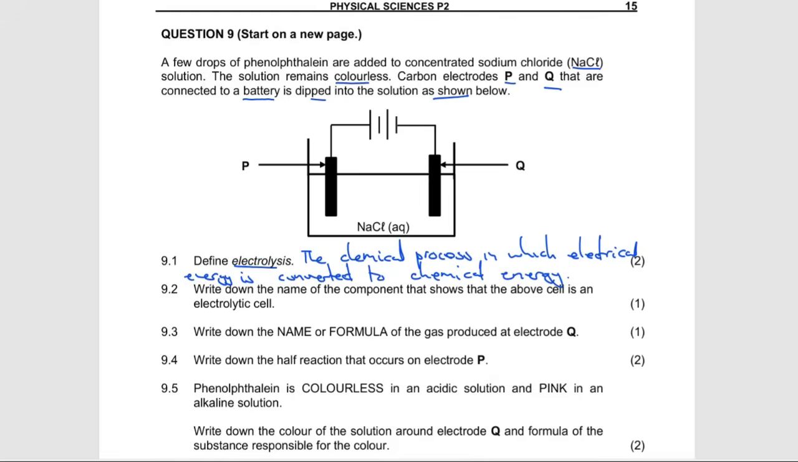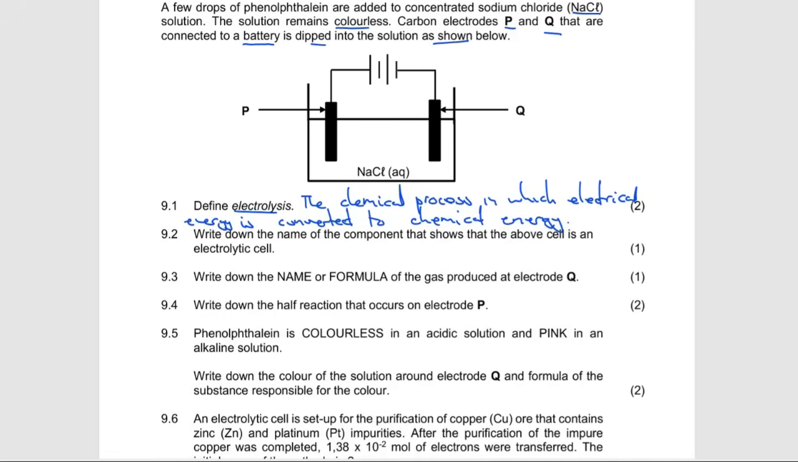Then they're asking us to write down the name of the component that shows that the above cell is an electrolytic cell, right? What is it that shows that this one is an electrolytic cell there? We're given what? A battery there. So I'm going to say this is a battery, right? So a battery or a number of cells. If you join more cells, we're formulating what? A battery. Then 9.3 says write down the name or formula of the gas produced at electrode Q there, right?